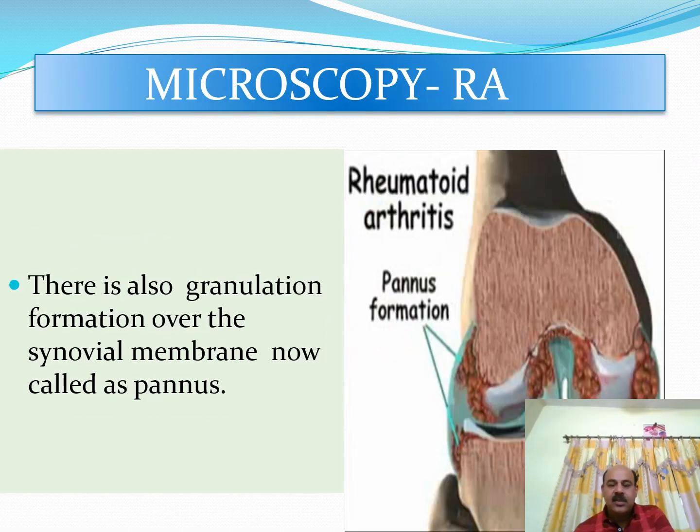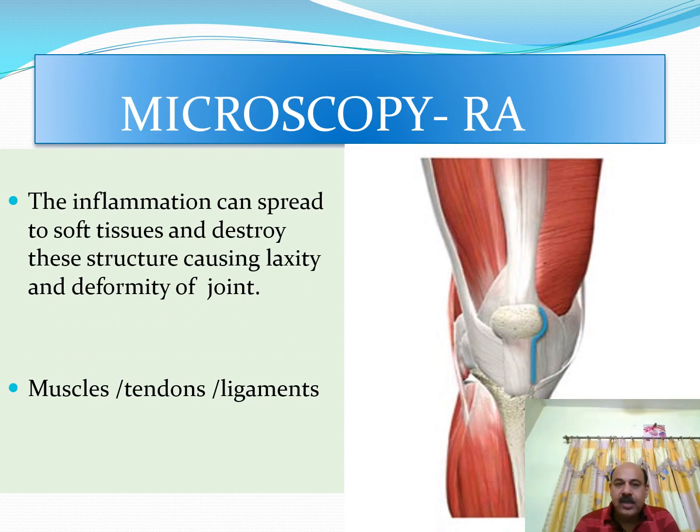Here again we can see the structure of a joint which is involved in rheumatoid arthritis. We can see the granulation tissue, which is known as pannus, that has appeared in the place, and this pannus keeps on growing in size. Ultimately this erodes the articular cartilage. It occupies the entire articular area, and the joint is totally disorganized and ankylosed with the passage of time. Here also we can see that inflammation can spread to the soft tissues and destroy these structures, leading to laxity and deformity of the joints. Muscles, tendons, and ligaments are also adversely affected in rheumatoid arthritis.